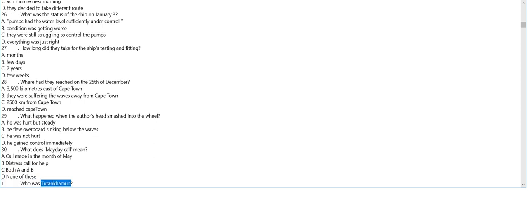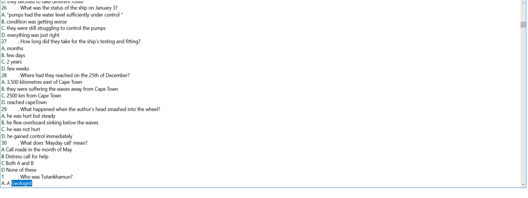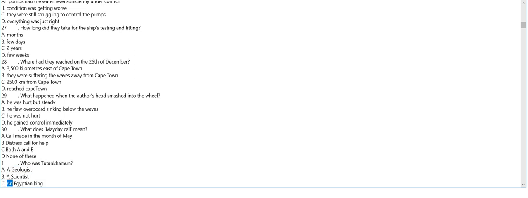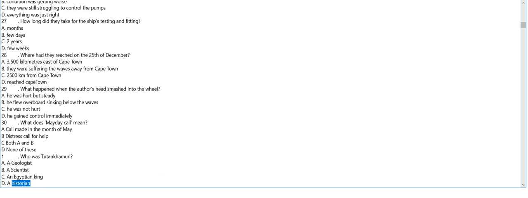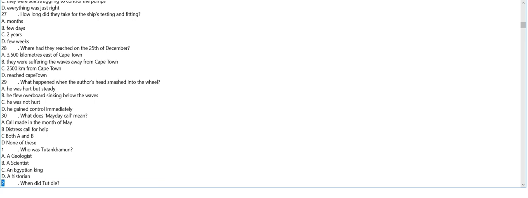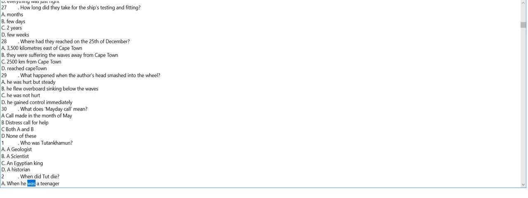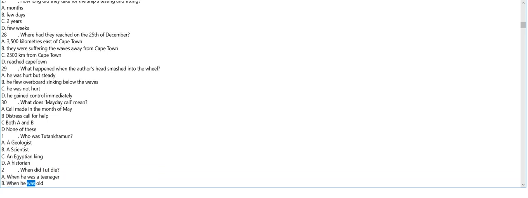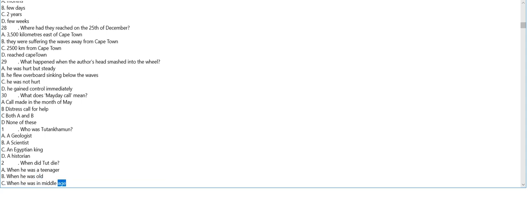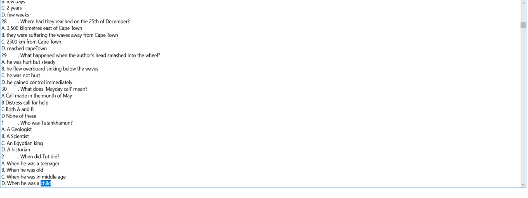1. Who was Tutankhamun? A. A geologist. B. A scientist. C. An Egyptian king. D. A historian. 2. When did Tut die? A. When he was a teenager. B. When he was old. C. When he was in middle age. D. When he was a child.